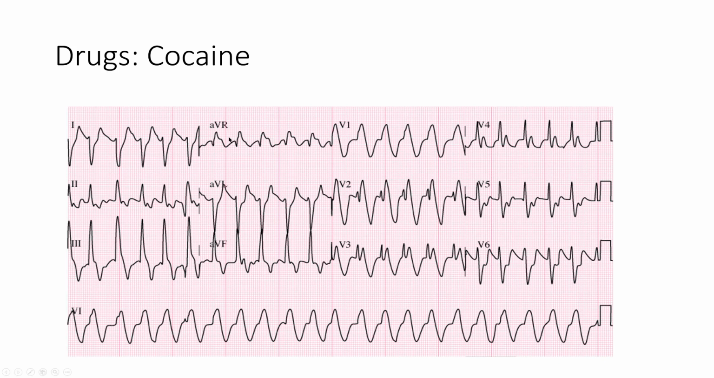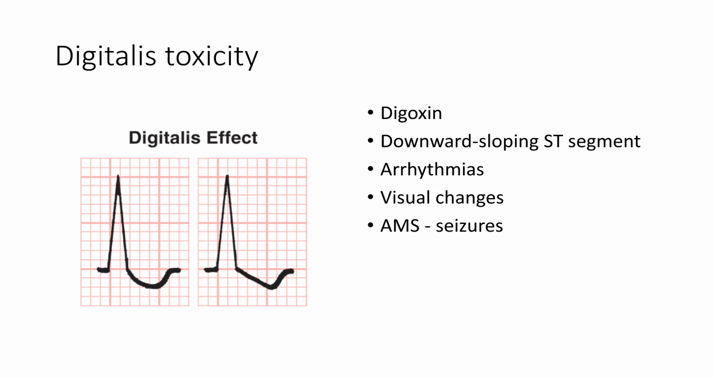And so if we look here, we're going to see something interesting. Here we have a Q wave, and then this kind of high peaking terminal R wave. Those are just a couple of things to look out for in terms of cocaine toxicity. Lastly, we're going to have digitalis toxicity.